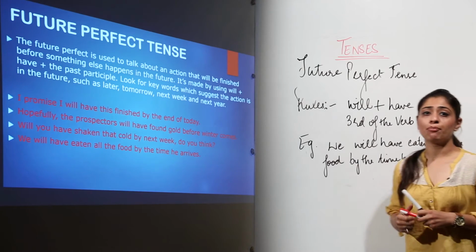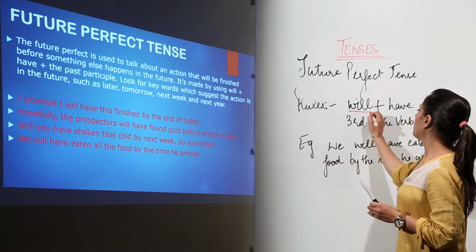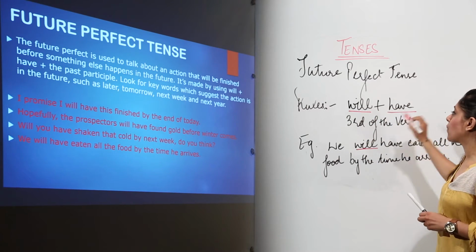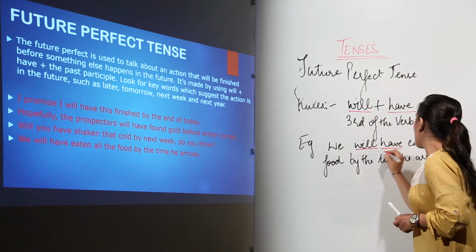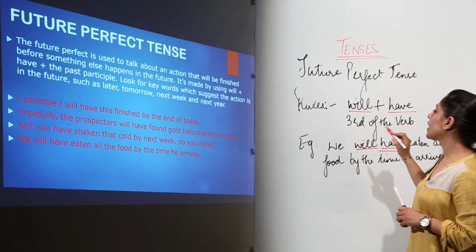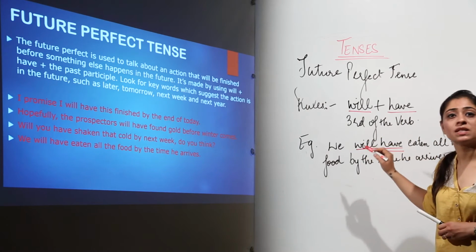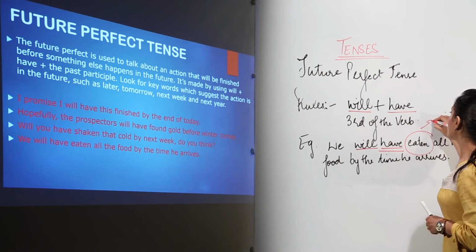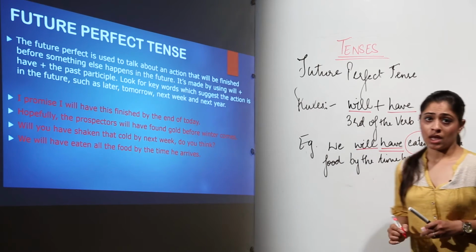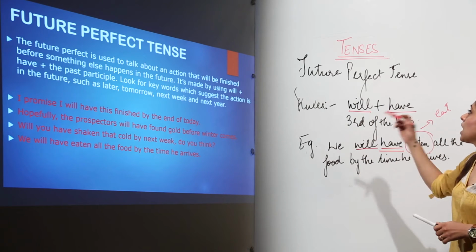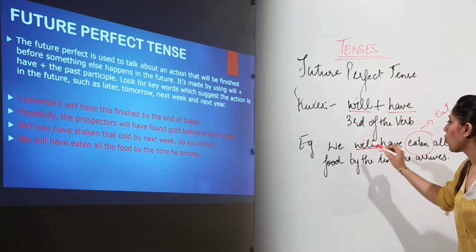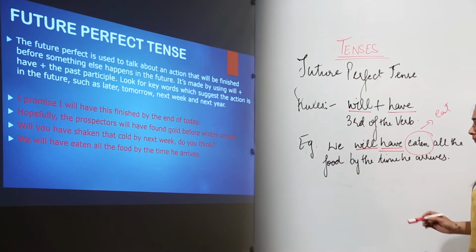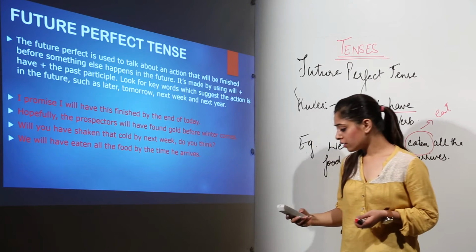Now let's see what the implication of the rules is here. Will, we've already used will here, we will. We have to use have as well, will plus have, so have is being used. Now according to the rule, the third form of the verb is used in future perfect tense. So eaten is the word here, which is the third form of eat. So this sentence eventually becomes future perfect tense. We will have eaten all the food by the time he arrives. Moving on.